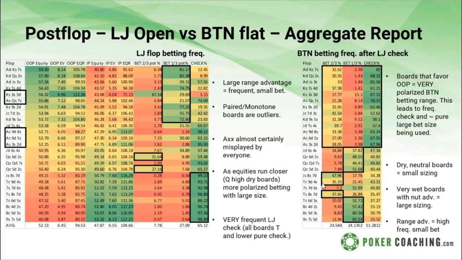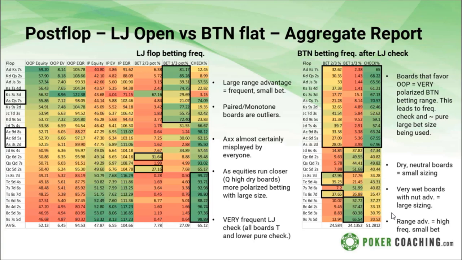So jack 8-7, 10-9-4, 10-8-7. On wet boards, the button player is going to use a larger sizing. And then on all dry boards and paired boards where it has a range advantage or it's very close to 50-50, the button's going to want to use a 1/3 pot size. I know that there are some frequencies here, 27%, 21, 17, but we can just simplify the strategy that way so we can implement it easier in our games.